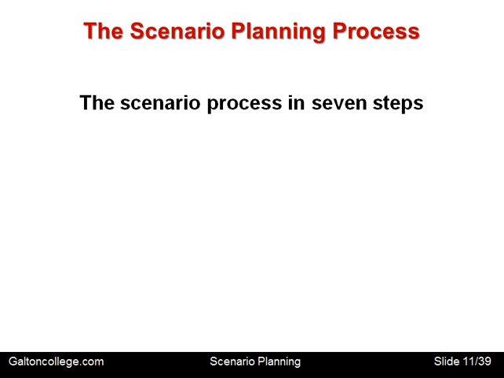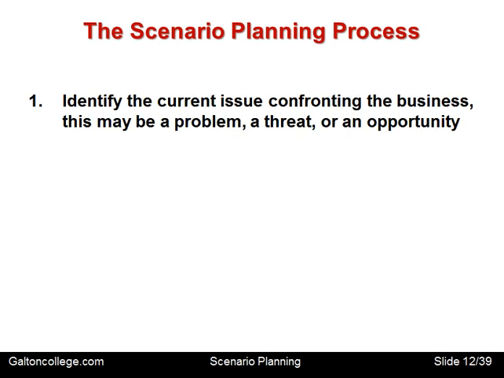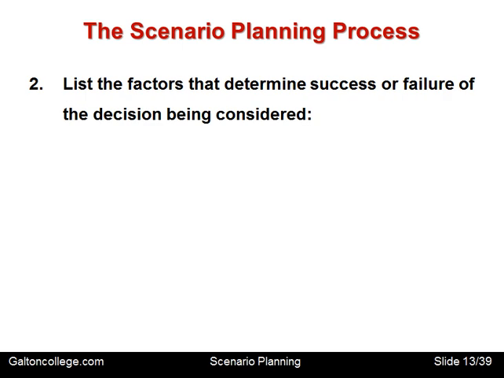Now the scenario process in 7 steps. Well, first of all, identify the current issues confronting the business. This may be a problem, a threat, or even an opportunity. So look at what's confronting the business at the moment. What is it possible to see at the moment? List the factors that determine success or failure of the decision being considered. So look at where the business is and look at what it's considering to do, and look at the factors that determine the likely success or the likely failure of the decision being considered.